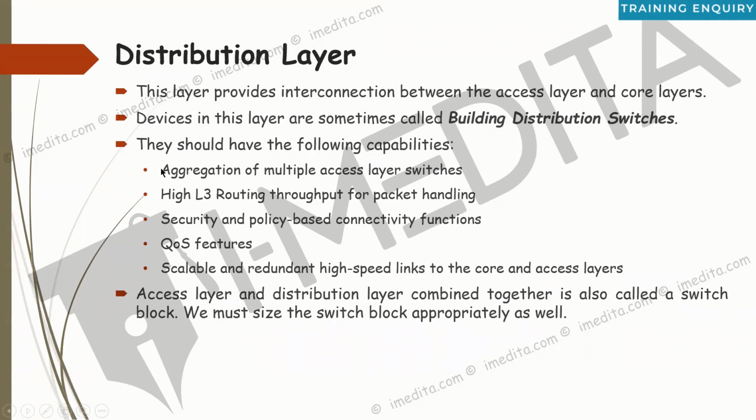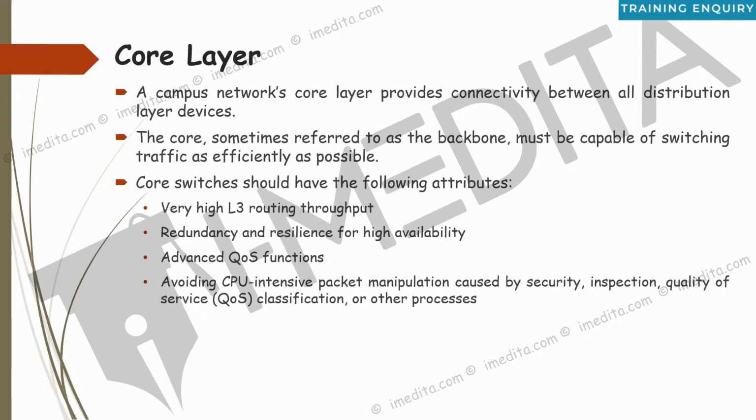Now, when we want to connect the distribution layer devices with the rest of the devices in a very large campus network, we are going to use this core layer concept. A campus core layer network provides connectivity between all the distribution layer devices. It is also sometimes referred to as the backbone, and it must be capable of switching the traffic as efficiently as possible. Very high layer 3 routing throughput should be there on the switches that you connect at the core layer. Redundancy and resilience for high availability, HA options, you have to explore.